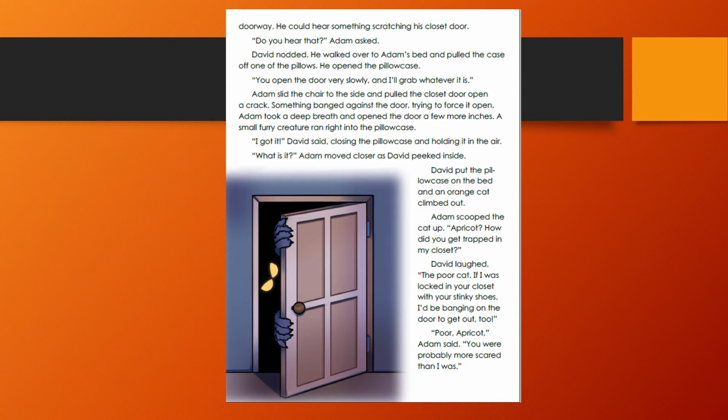Adam scooped the cat up. "Apricot, how did you get trapped in my closet?" David laughed. "The poor cat. If I was locked in your closet with your stinky shoes, I'd be banging on the door to get out too." "Poor Apricot," Adam said. "You were probably more scared than I was."